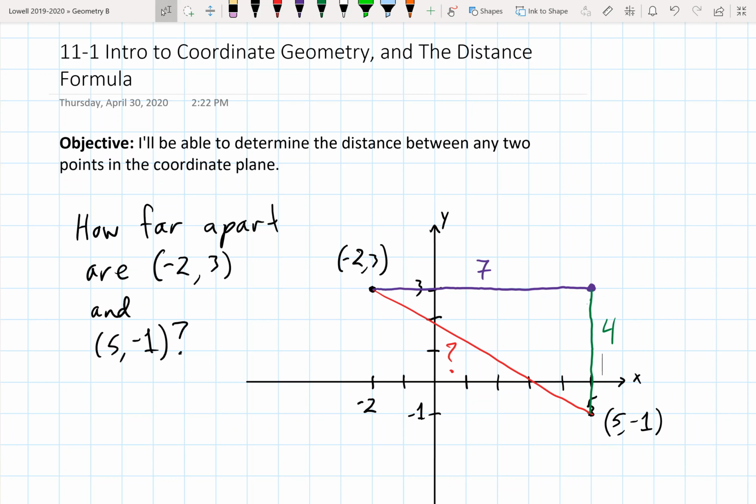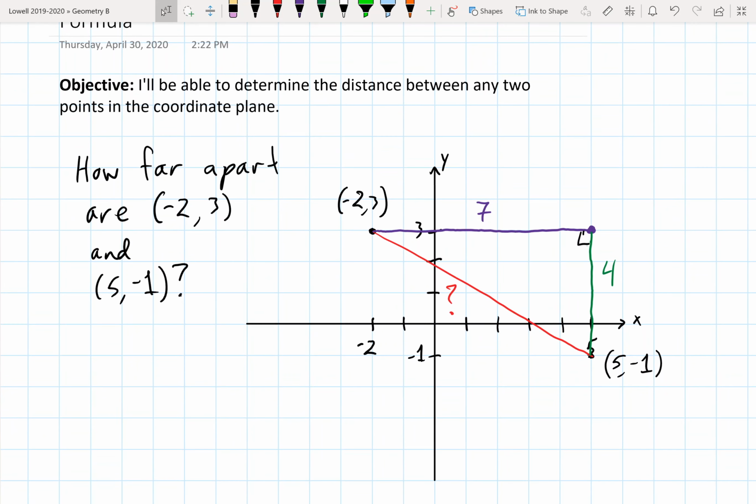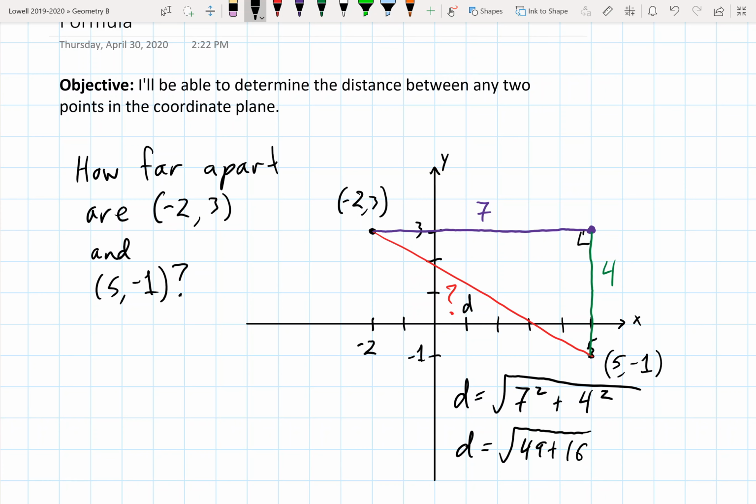Now, what do I have? Well, if you think about the fact that this is on a coordinate plane, the coordinate plane consists of a bunch of parallel and perpendicular lines. And so you actually have a right triangle here. And so if I actually want to find how far apart these points are, I'm really just using the Pythagorean theorem. In this case, that's going to look like, I'll call this distance d. d is equal to the square root of 7 squared plus 4 squared. And that'll just be the square root of, let's see, 49 plus 16, which is the square root of 65.